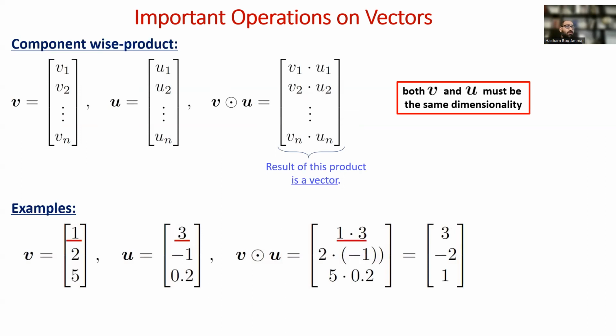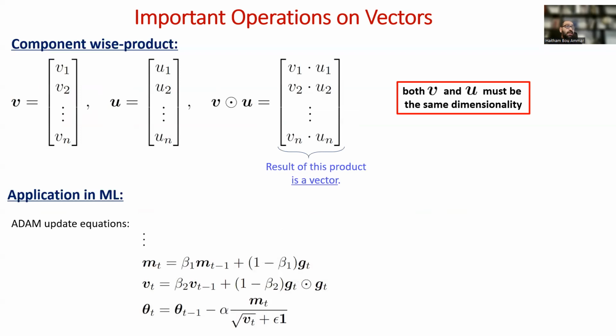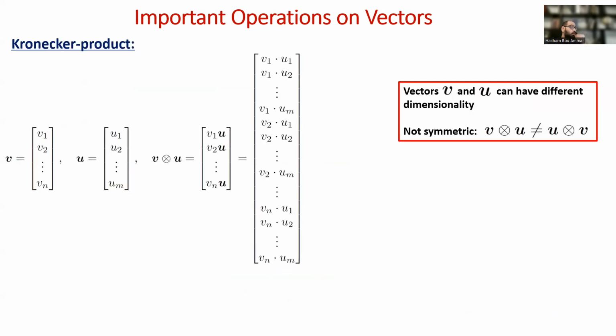The component-wise product was simply: you take the first component of each vector and multiply them by each other, then the second and the second, then the third and the third, and then you get a vector. We saw that an application of this is an add-on. But now we can also take something called a Kronecker product between the two vectors.